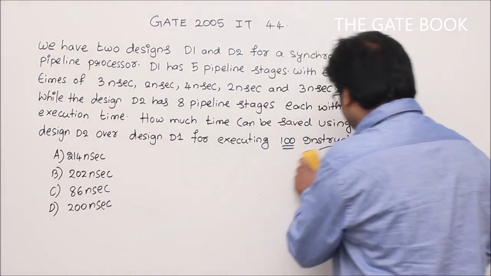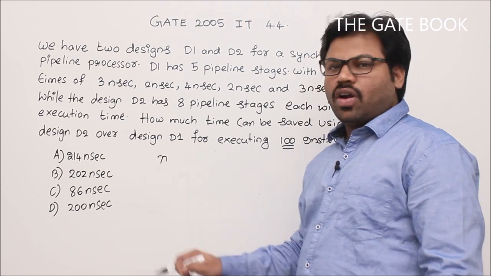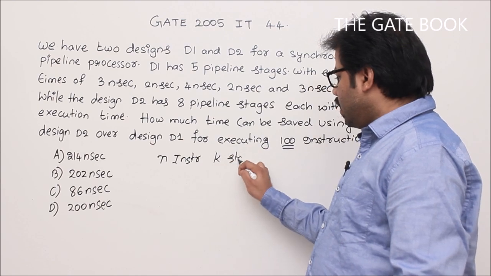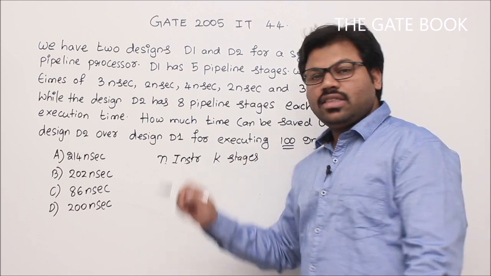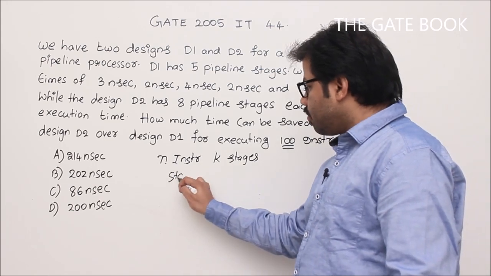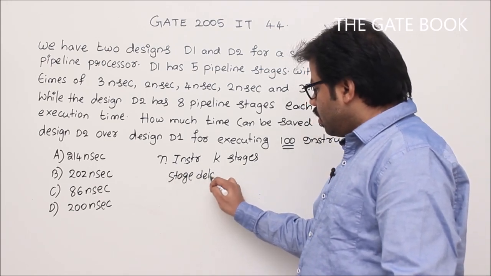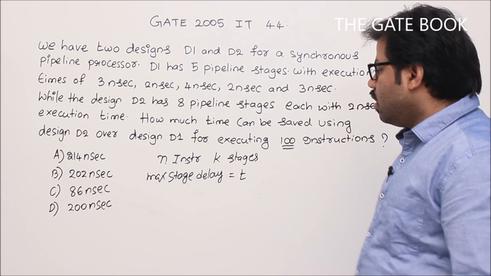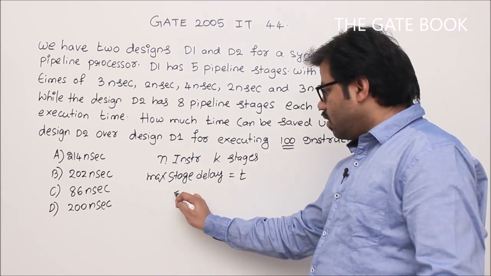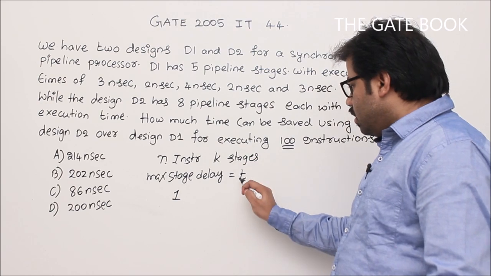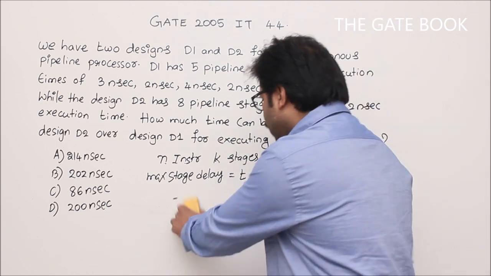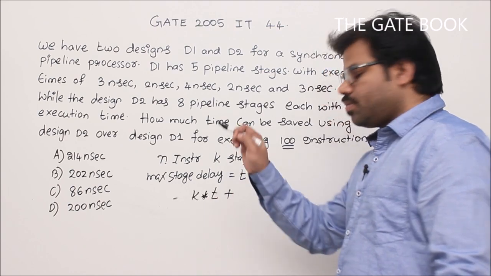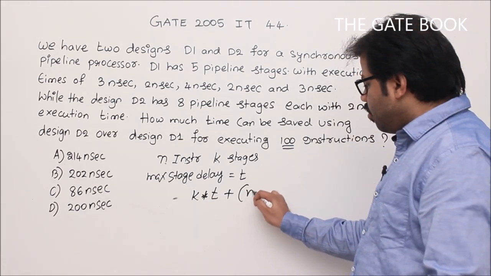Actually, if you want to have a formula, the formula is like this. In any pipeline model, if you have n instructions and k stages, let's say, then the time required to execute n instructions depends on the stage delay, especially the maximum stage delay, let's say t. Then since there are k stages, the first instruction takes k into t delay, correct? Because we should go through all the stages, that's why k into t, right? k into t plus the remaining instructions, n minus 1.